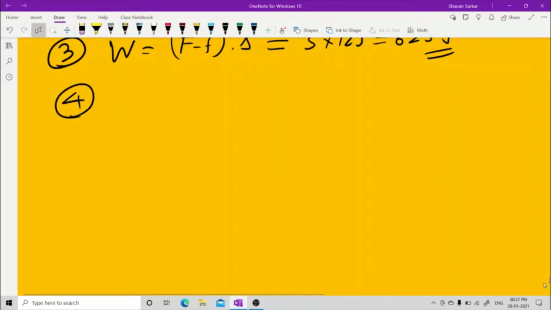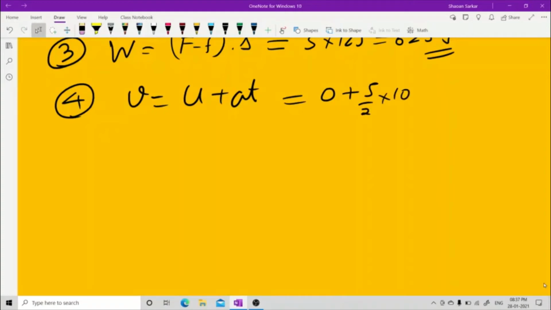Fourth, use the equation v is equal to u plus at. u is 0, a I think is 5 by 2, and t is 10. So you get around 5 times 5, and 25 meters per second is the final velocity.